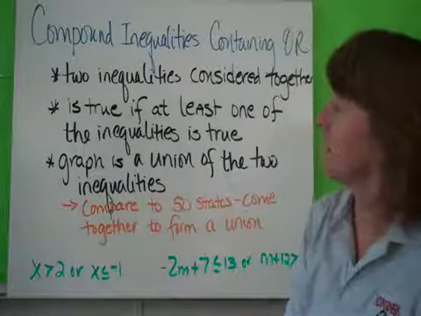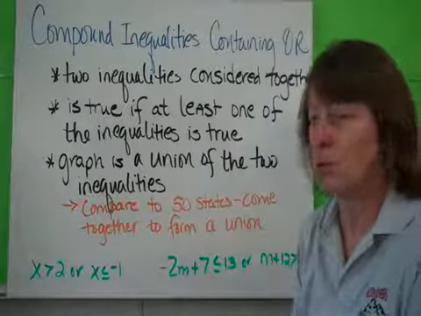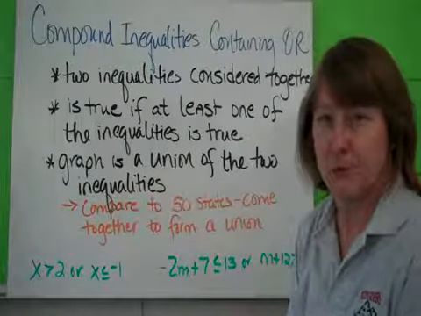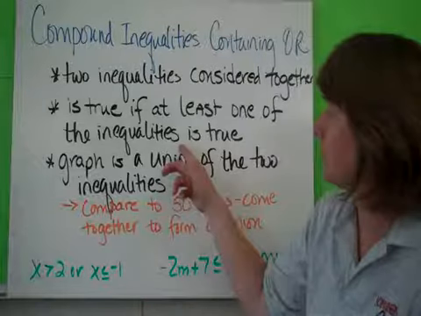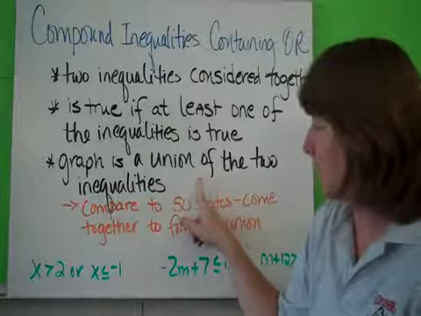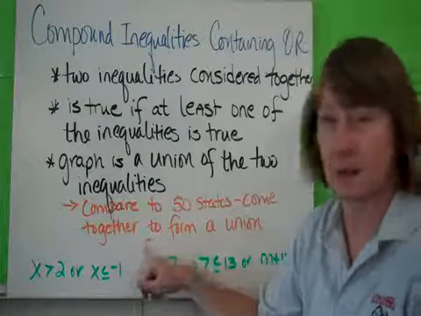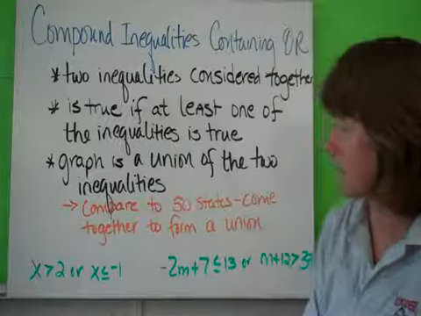It is two inequalities considered together. It is true if at least one of the inequalities is true. If you remember before, they both had to be true. This time it's just one. And the graph is a union of the two inequalities. And if you think about a union, you can compare it to the 50 states. They come together to form the union of the United States.